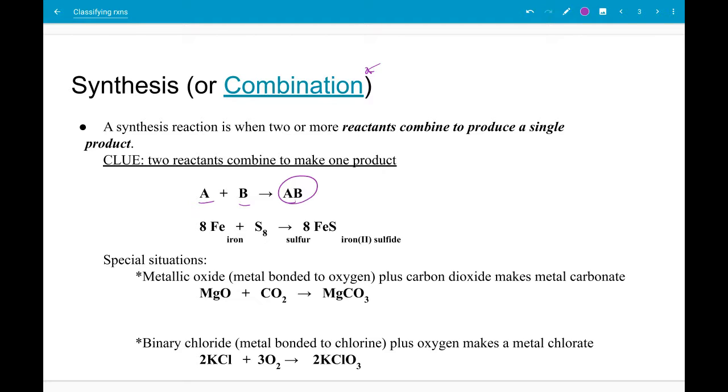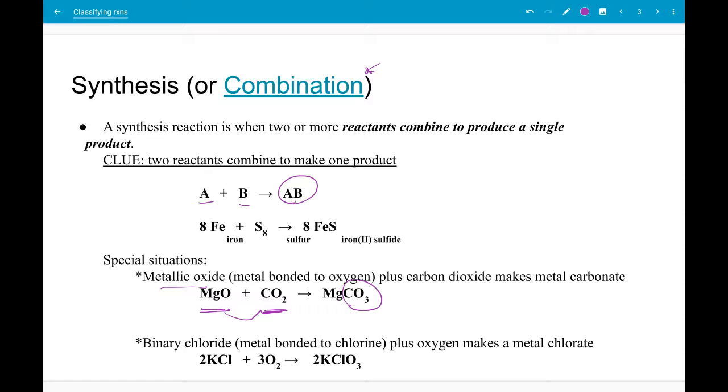And there are two special situations I want you to pay attention to. And that is a metal bonded to oxygen. That's called a metallic oxide. So metal bonded to an oxygen. And if you see CO2 as a reactant, when you bond these together, you're going to make a carbonate.